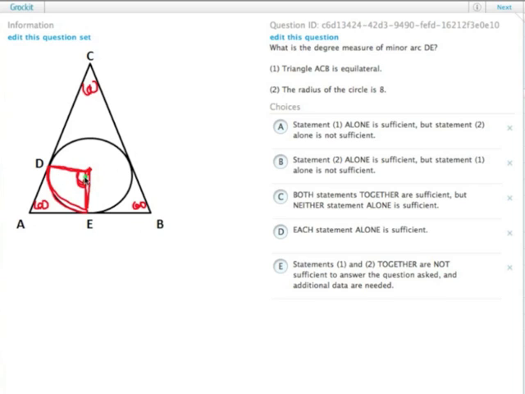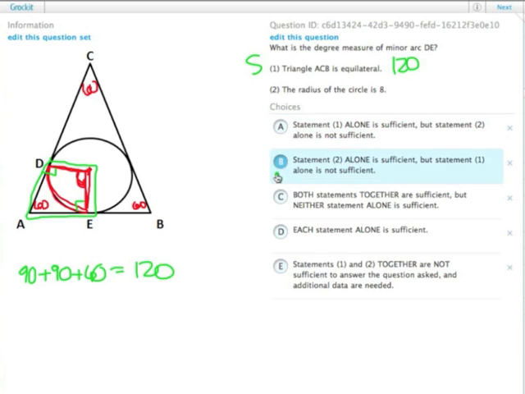It tells us when you draw a line from the center of a circle to a line tangent to a circle, that automatically creates right angles. What that means now is that we have a quadrilateral, this quadrilateral here, and we know 3 of the angle measures. We have 2 that are 90, 90 plus 90 plus 60, which tells us that the remaining angle must be 120. So statement 1 is actually sufficient to tell us that the arc measure is 120. We cross off B, C, and E.